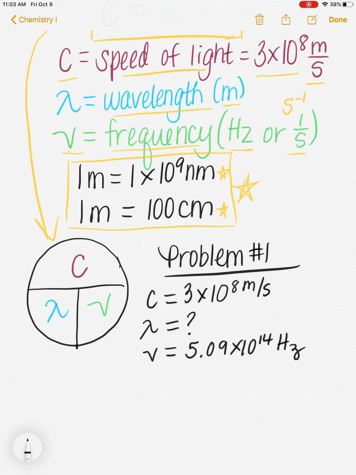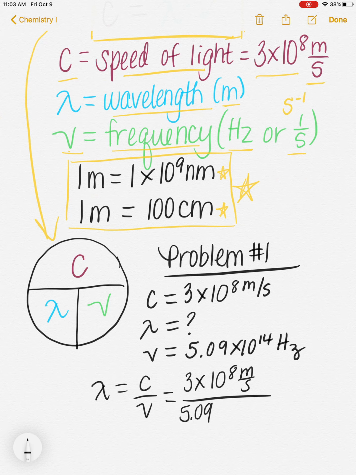We are supposed to find lambda, which is the wavelength. So if I use my pie chart, put my finger over lambda, the pie chart says that lambda is equal to c over v. So I plug in my values. c is 3 times 10 to the 8th meters per second. v is 5.09 times 10 to the 14th power hertz. Now remember, when you plug this into your calculator, you have to put parentheses around the scientific notation numbers, which both of them are in scientific notation.